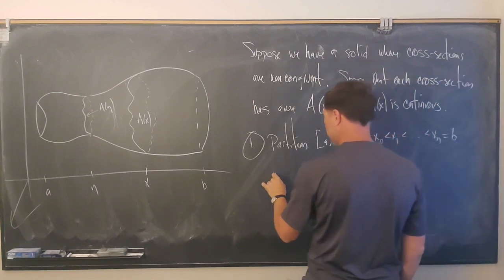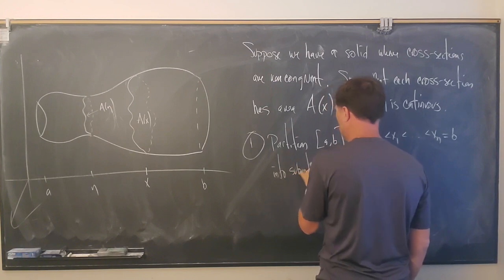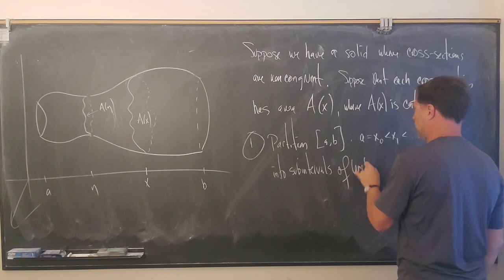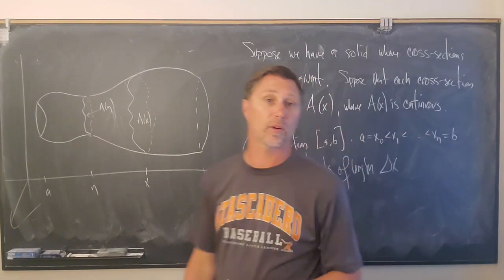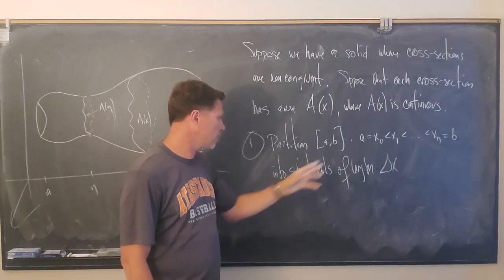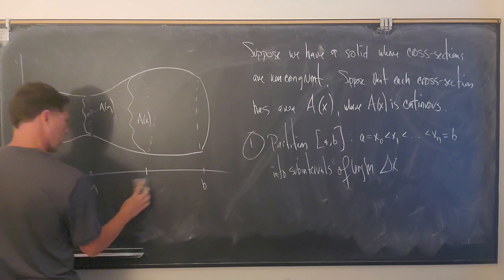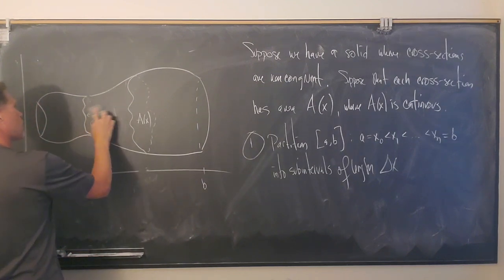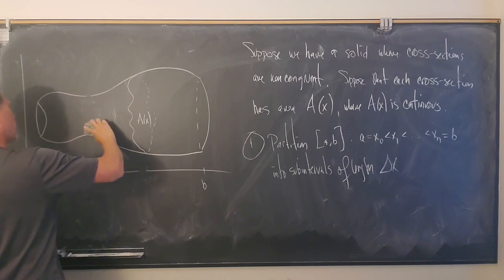Into subintervals of length delta x. Yes, the delta x is equal to b minus a over n. That's not really relevant, so we'll just call it delta x. So here in my picture, let's clean up my picture. And I'm going to erase these internal cross sections, but I want to work with the same figure. So if you're taking notes, maybe redraw the picture.